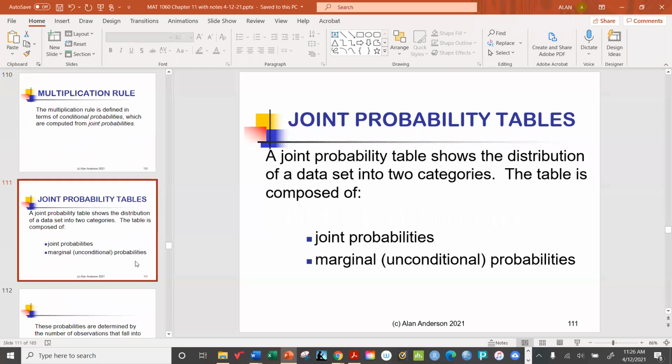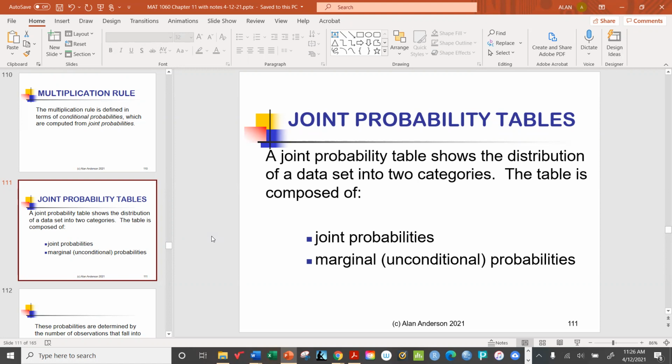So in order to introduce these concepts properly, we're going to show you an example of what's called a joint probability table. With this kind of table, each element in our data is defined in terms of 2 different categories. So you'll see what I mean when we get to the example.